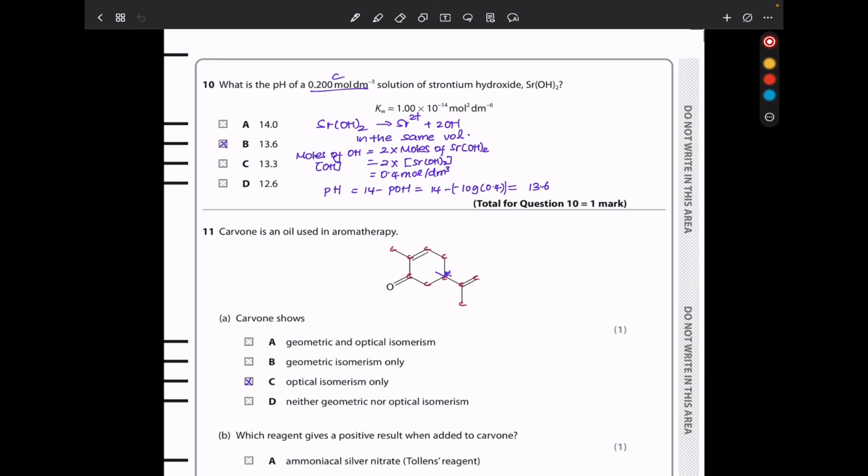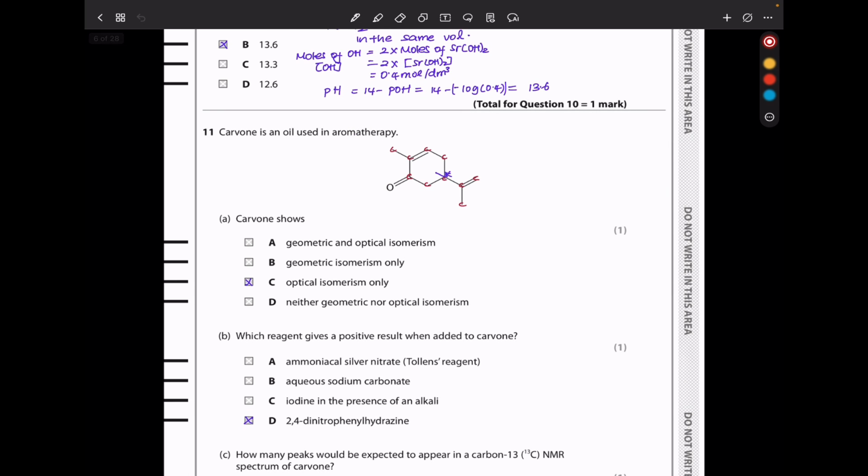In question 10, what is the pH of 0.2 mole per decimeter cube solution of strontium hydroxide? When strontium hydroxide dissociates, it produces 2 moles of hydroxide. So the concentration of hydroxide is going to be double that, meaning 0.4 mole per decimeter cubed, and so the pH is going to be 14 minus pOH, or 14 minus the negative log of 0.4, giving us 13.6, and so the answer is B.